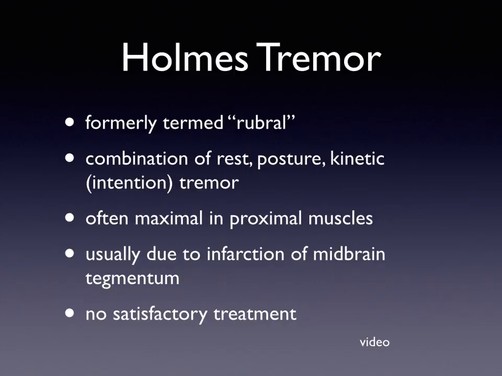For completion's sake, we will also briefly discuss a Holmes tremor. Holmes tremor is related to a lesion in the midbrain. It's often called a rubral tremor as it's near the red nucleus. Most often it's seen after a stroke involving the midbrain, usually involves the proximal muscles, and is seen in all three phases. Unfortunately, there's no really good treatment for a Holmes tremor.